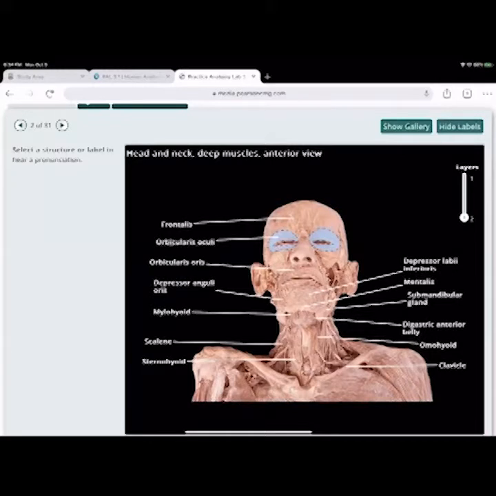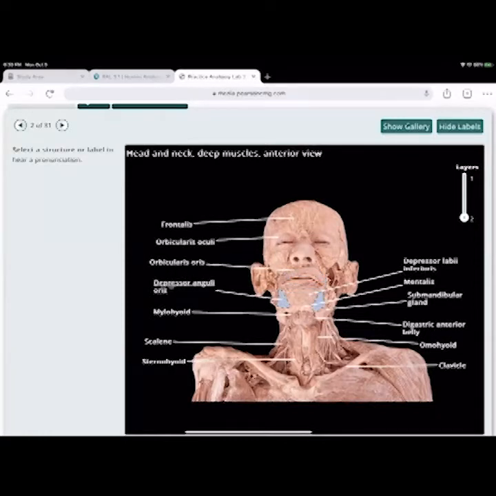There's the orbicularis oculi. Remember, orbicularis is round, oculi is eye, oris is mouth. So orbicularis oculi is a circular muscle around the eye. Orbicularis oris is a circular muscle around the mouth. Okay. So the orbicularis oculi, orbicularis oris. Depressor anguli oris, we talked about last time.